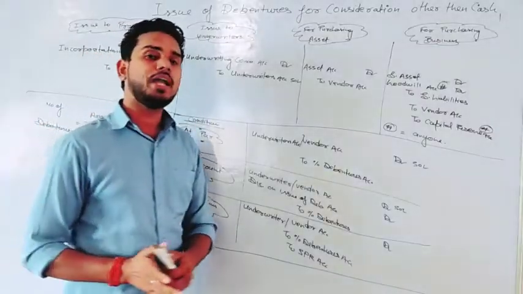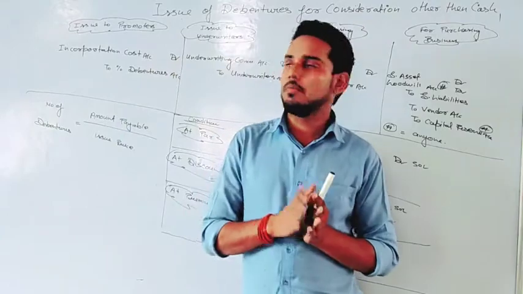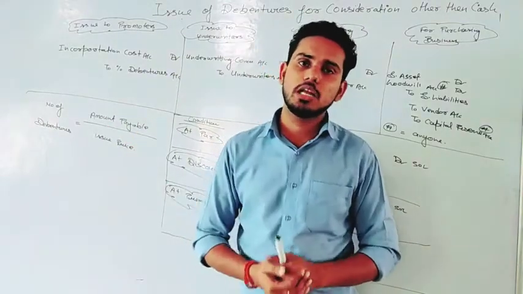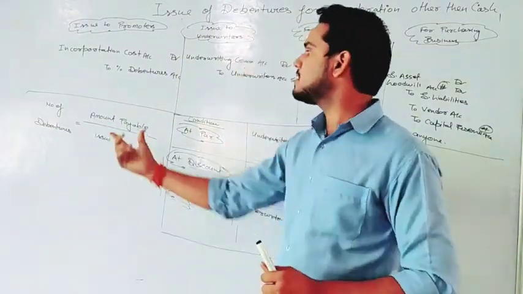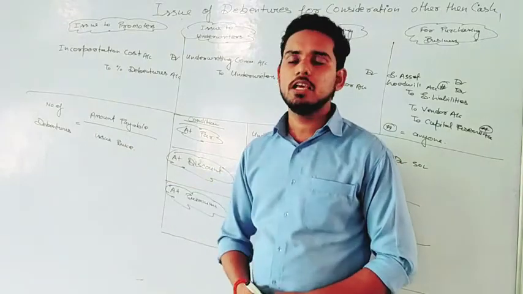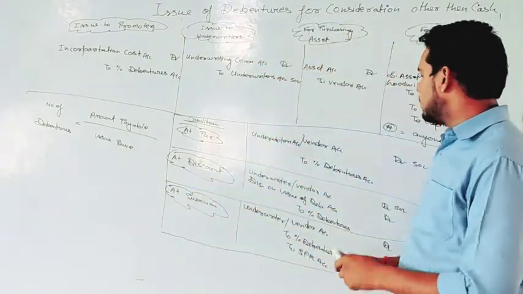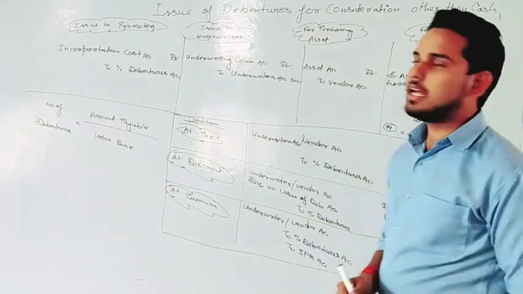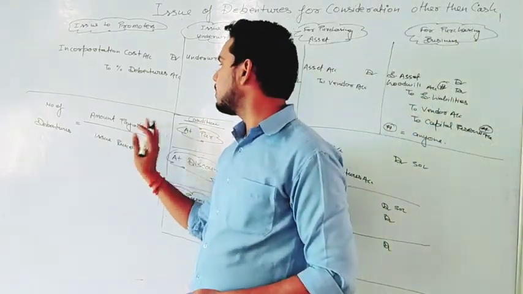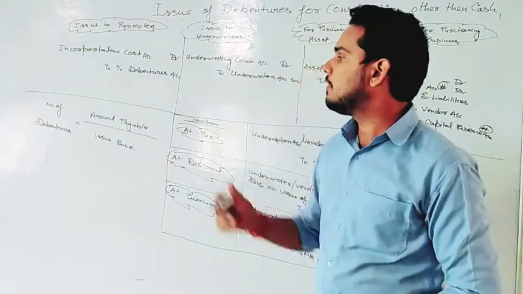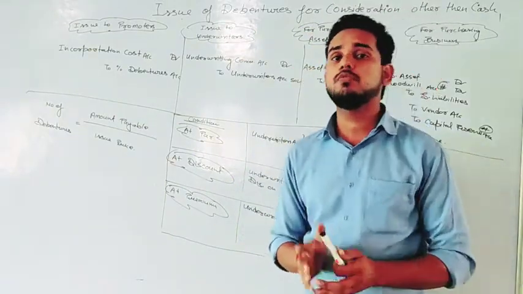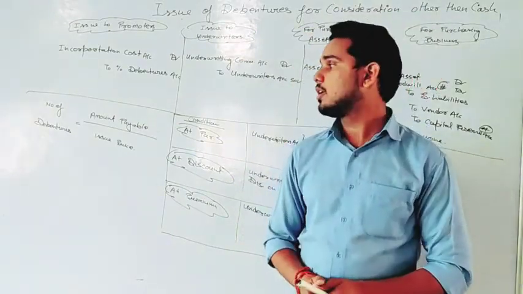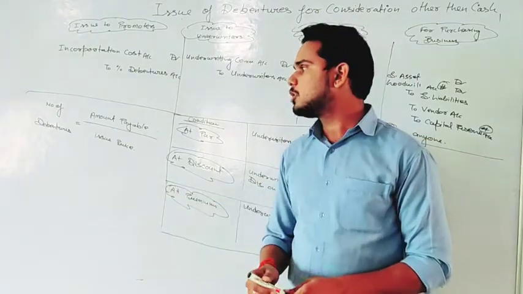The way of finding the number of debentures is very simple. All you have to do is amount payable divided by issue price. What is amount payable? This thing, 50 lakh. If we have to pay the underwriter or vendor 50 lakhs, we will write 50 lakh in the place of amount payable, and we will divide that with issue price to find the number of debentures, right? Okay. Now what is issue price?